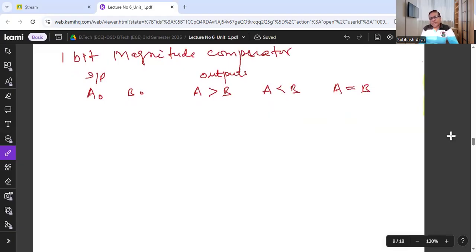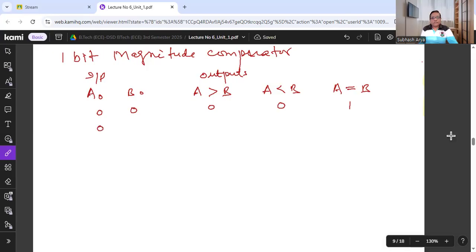For a 1-bit magnitude comparator, there may be four possible inputs. First is 0, 0. In this case, the output will be logic 1 for the case A is equal to B, whereas for A is greater than B it will be 0, and A is less than B will be 0.